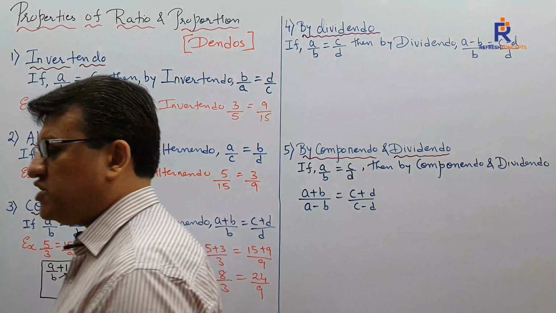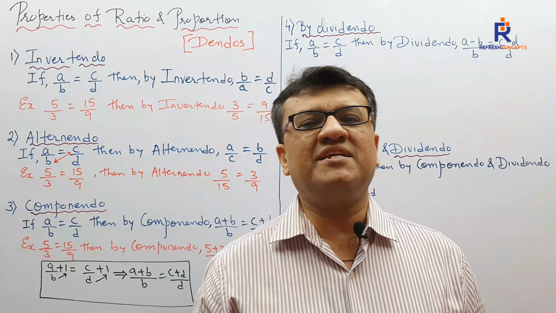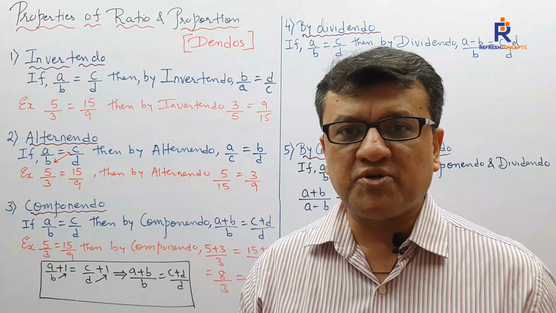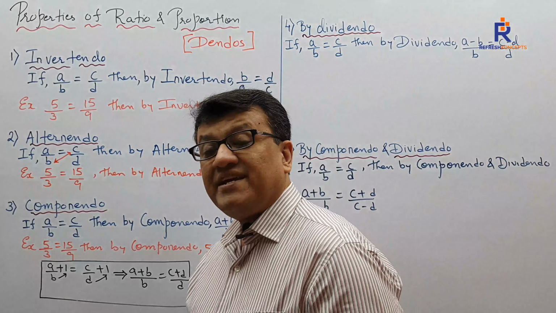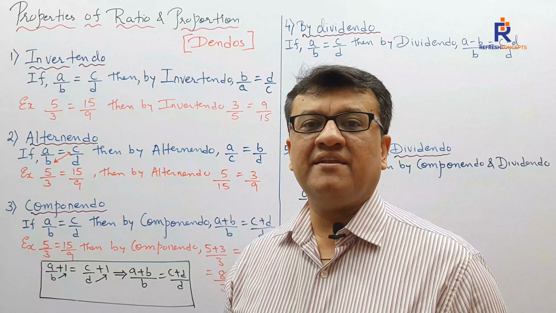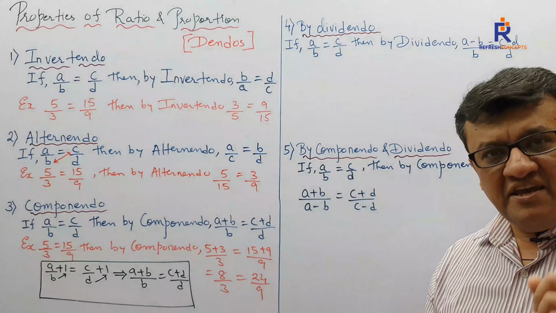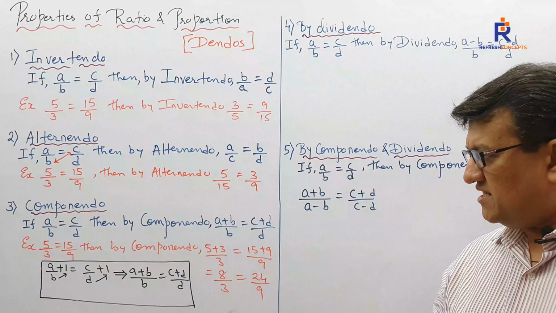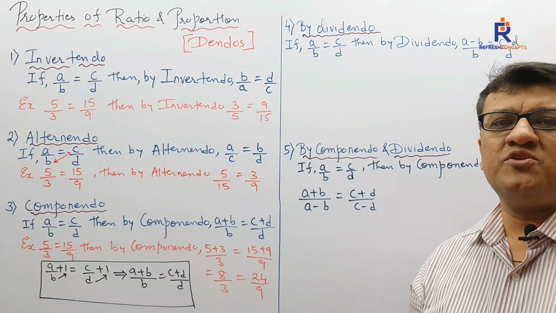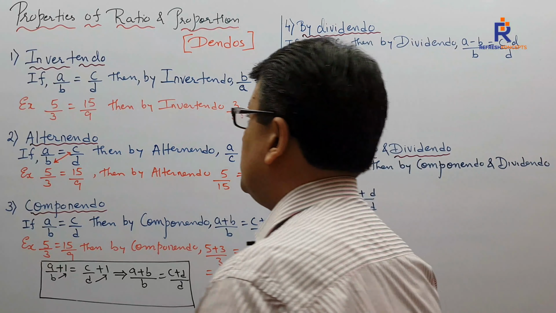So once again, a very quick revision. What is componendo? If A by B is equal to C by D, then A plus B by B is equal to C plus D by D. Adding the denominator to the numerator, by denominator, is what componendo is all about. Children, if adding 1 on both the sides is componendo, then subtracting 1 from both the sides is dividendo. So let's first understand what it is.